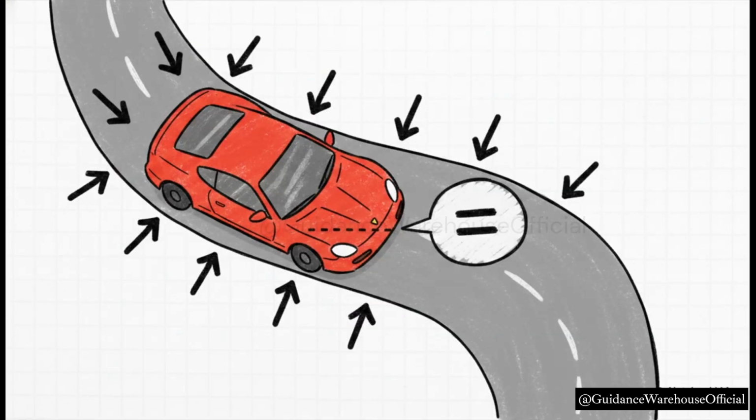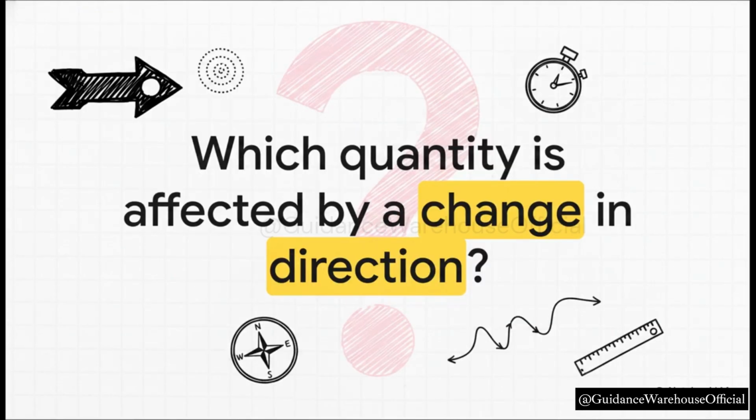All right, let's break this down and pull out the important clues. The problem tells us two things. First, the magnitude of the motion, which is the speed, is constant. It doesn't change. And second, the direction of motion is changing. And that leads us right to the critical question, doesn't it? Which type of quantity, a scalar or a vector, actually cares if the direction changes? Just think back to our definitions for a second.